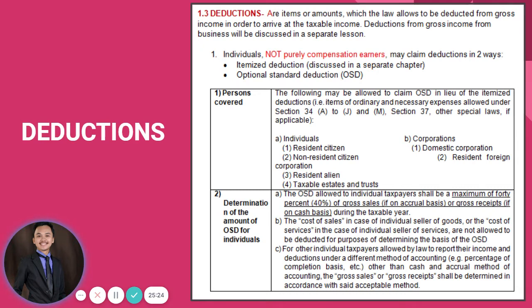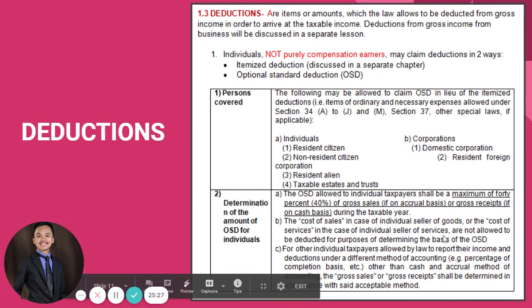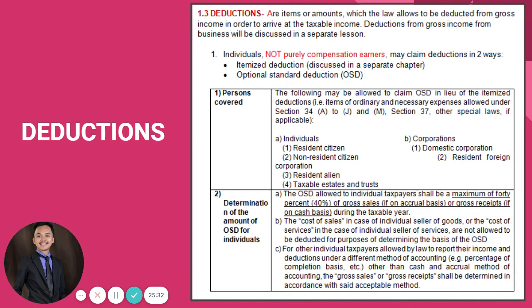For other individual taxpayers allowed by law to report their income and deductions under different method of accounting, for example, percentage of completion basis other than cash and accrual method of accounting, the gross sales or gross receipts shall be determined in accordance with the acceptable method.